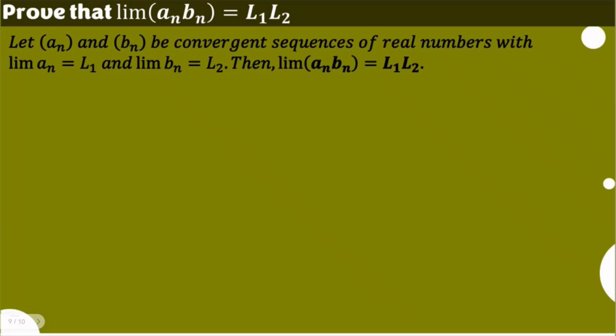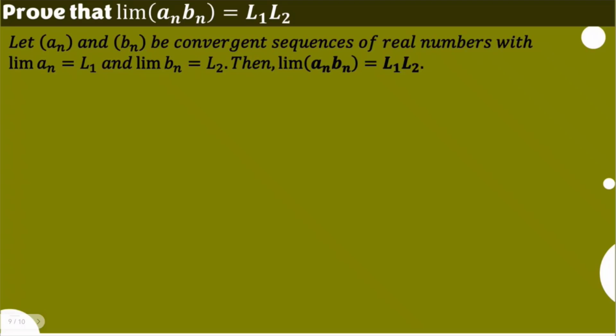This is another video on review of sequences and series needed for real analysis, pertaining to the making of proofs for limit theorems. We are going to prove here that the limit of the product of two sequences is equal to the product of their individual limits.